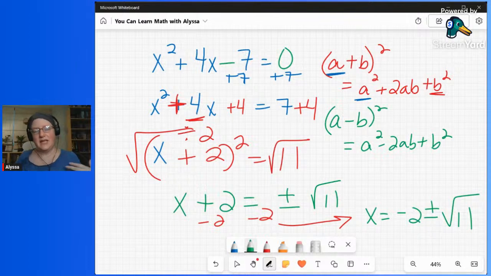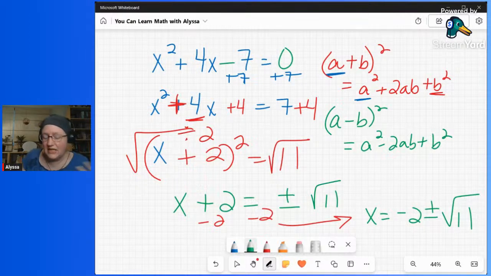So it's getting to the same place as the quadratic formula, and most students, once they learn the quadratic formula, they don't want to do this anymore, and I don't blame them, but it comes back again and again. So it's important to know.